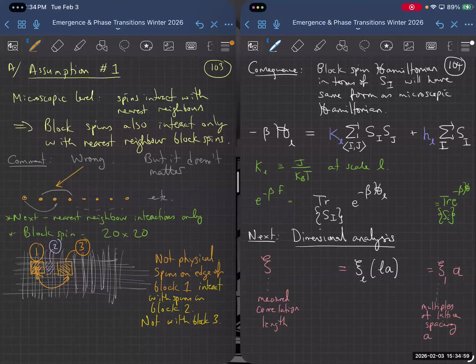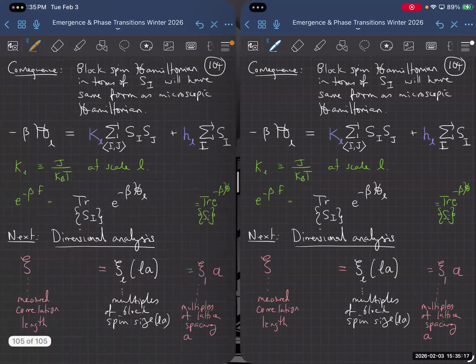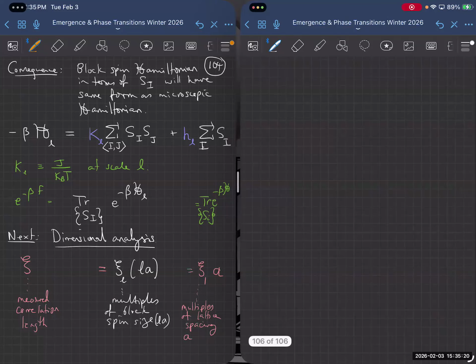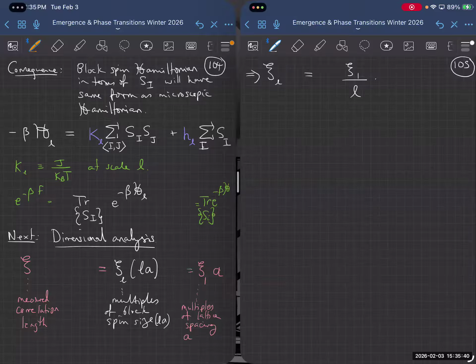So this now is in multiples of the block spin size, LA, like that. And so what that tells you then is that in those units, in the units of the block spin size, my psi L for that effective system is equal to the correlation length in units of the lattice spacing divided by L. So just by equating those two things together, that's what happens.